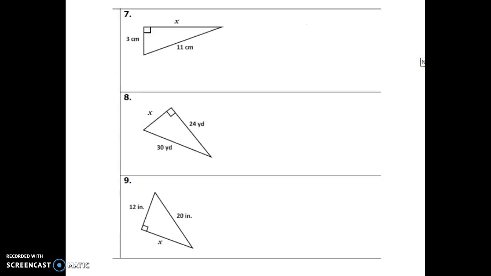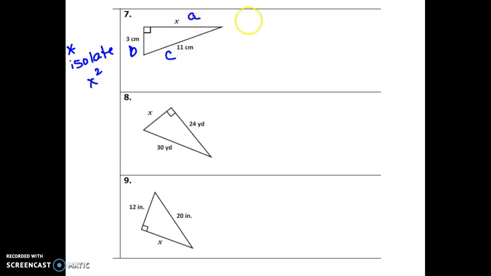All right, so if you want to pause the video and try, you can. But again, our whole goal is to isolate x squared and then take the square root of it. So in this case, here's our right angle mark. We'll use this as our A and this is our B, and our C is here.